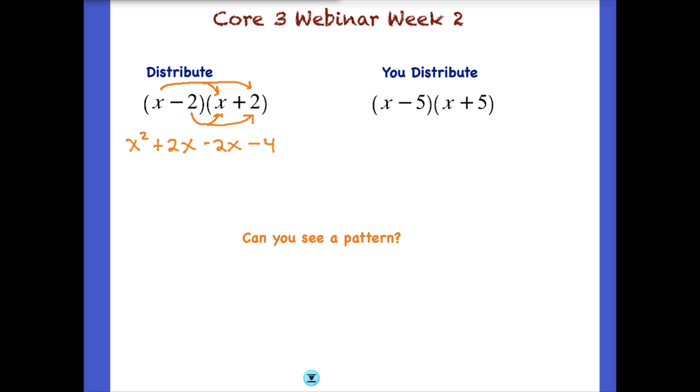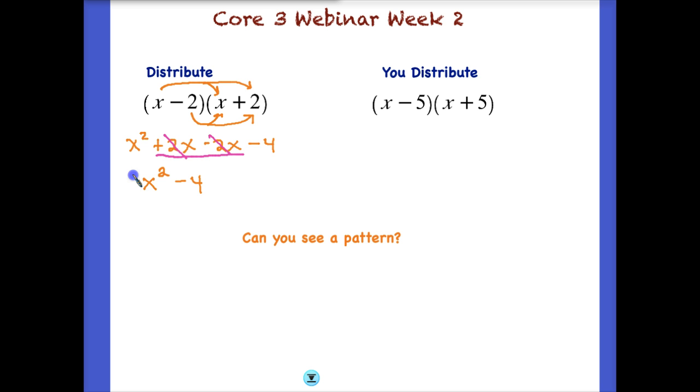So I want you guys to watch this. This is very cool. Look, what happens to the positive 2x and the minus 2x? What happens to those? So, Emma, what happens to those? Very good, Emma, very good. They cancel out. They go away. Positive and minus, they go away. So awesome. So all we have left is just x squared minus 4.